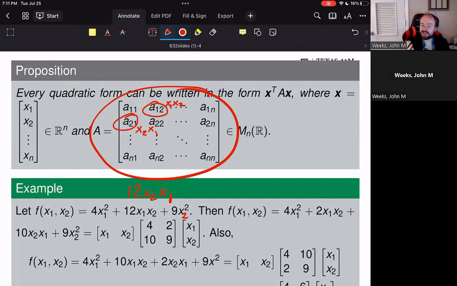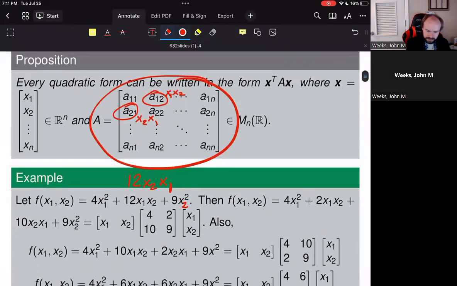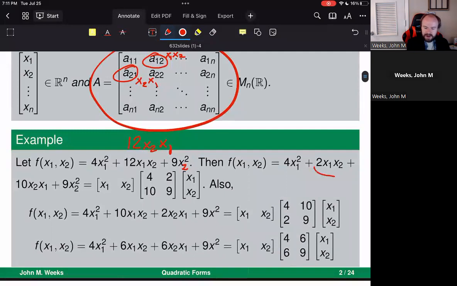And the answer is that there's actually a bunch of ways to do it. You can see here that I've split apart the 12 x1, x2 into 2 times x1, x2 plus 10 x2, x1, and written them into their corresponding matrix entries. And here you go. You've gotten this way of writing this quadratic form in terms of the matrix form x transpose times A times x.